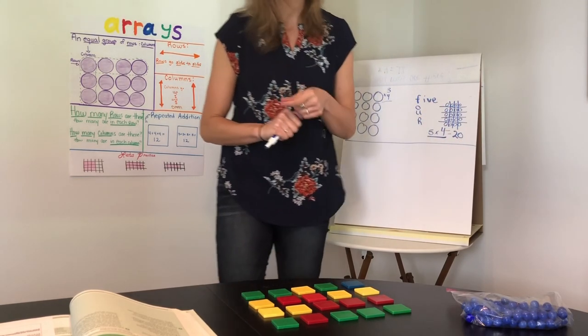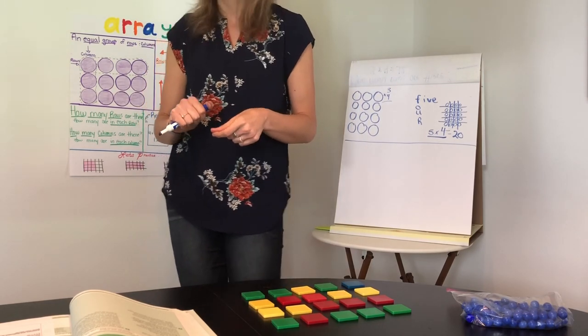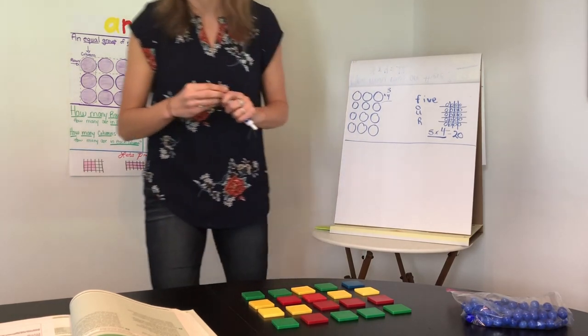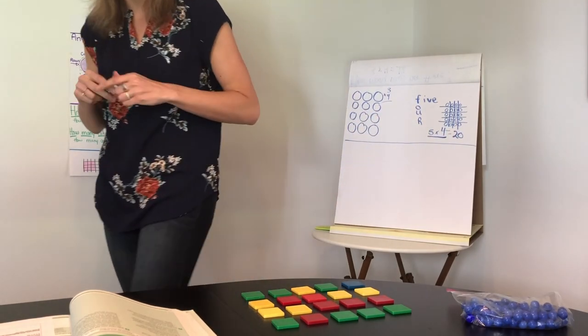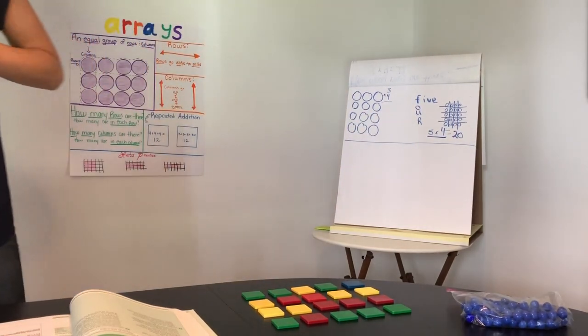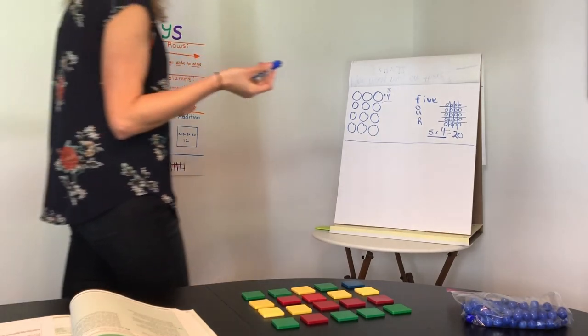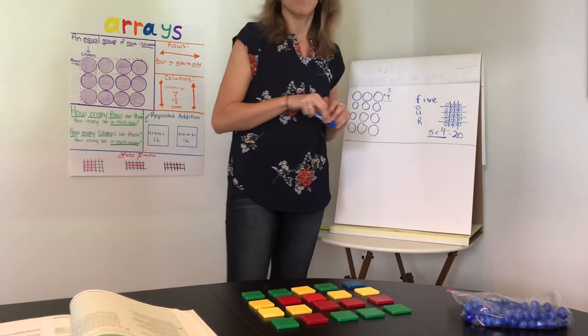5 times 4. How many stickers did Mike have? Yes, he did. He had 20 stickers. Good job, friends. He has 20 stickers. All right, how would we write our repeated addition problem for this one?